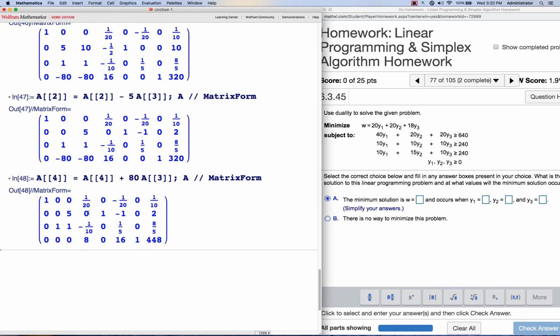So again, guys, look at your slack variable columns. Your slack variable columns contain the answers to the original problem. So here we go. Right over here. Okay, so that means y1 is going to be 8, y2 is going to be 0, and y3 is going to be 16.